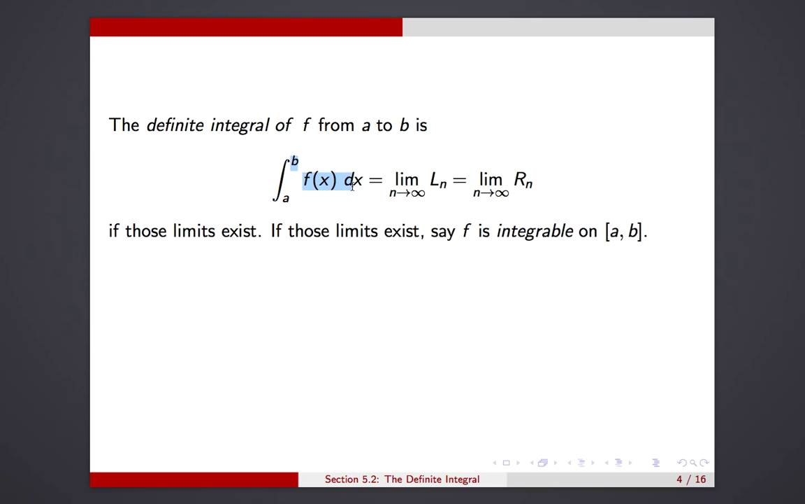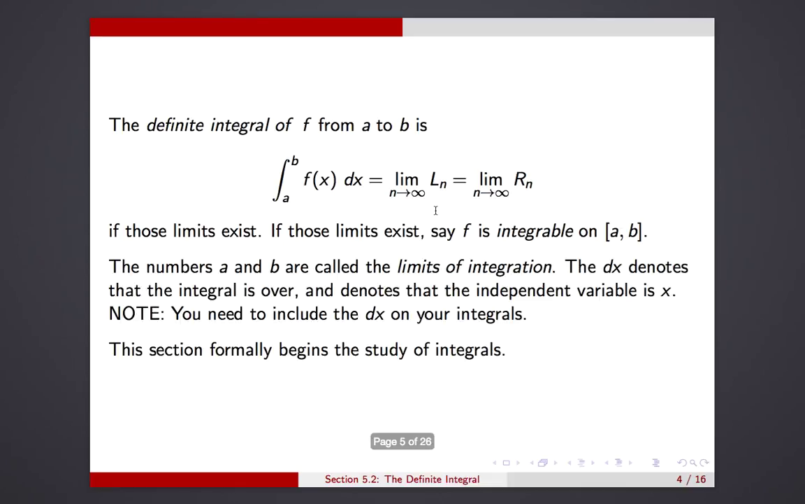So that definite integral is the limit of the left-hand sums, which also equals the limit of the right-hand sums, if those limits exist. You can certainly create crazy enough functions so that those limits don't exist, but if those limits do exist, then we say that f is integrable on a, b, and the integral of f will exist.